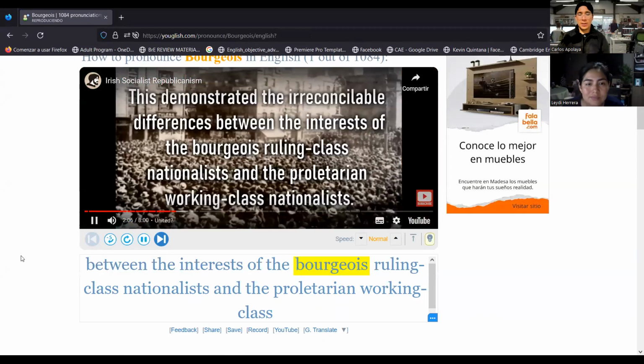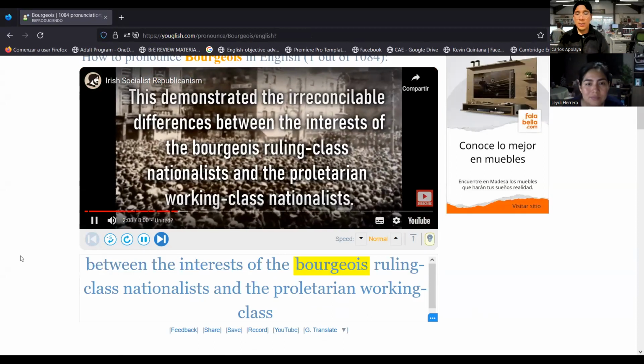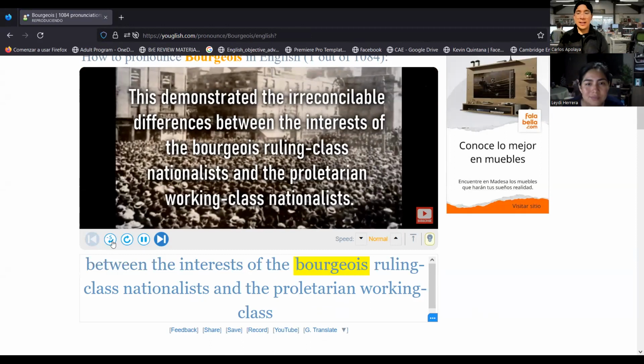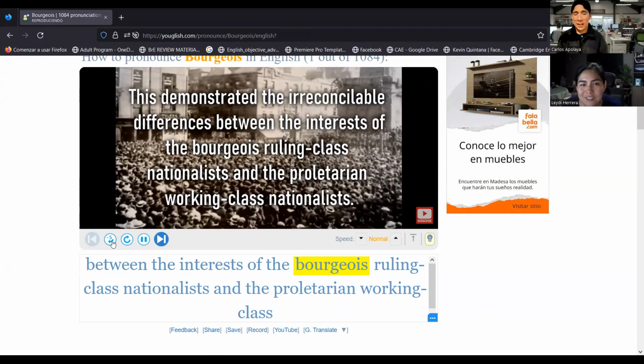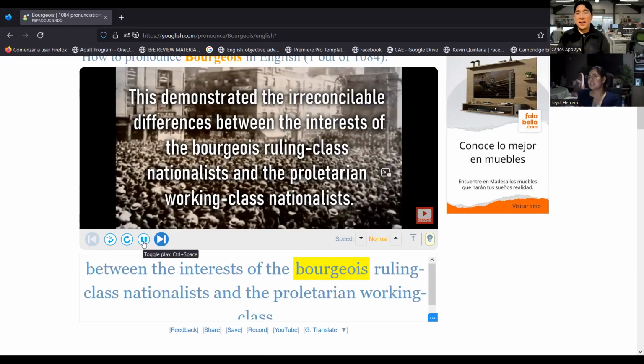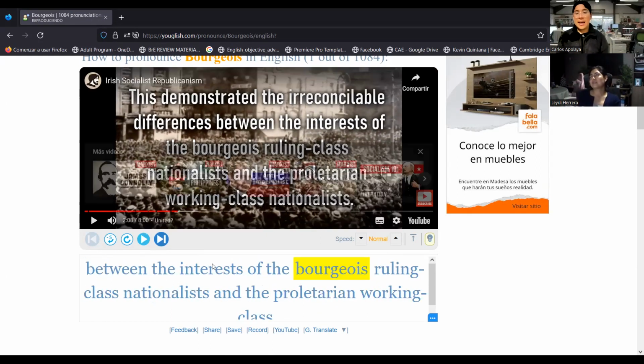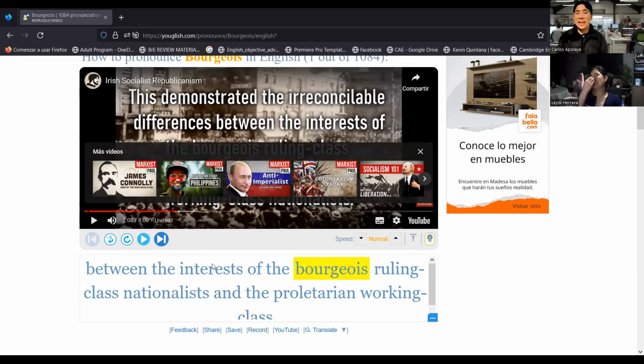Differences between the interests of the bourgeois ruling class nationally demonstrated the irreconcilable differences between the interests of the bourgeois ruling.